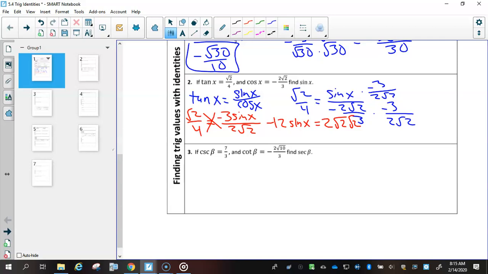So the 2 root 2's are going to come together and make root 4, which is just 2. So if you canceled them out, you wouldn't have 2 times 2, which is what you need. From this point, you could just solve for the sine of x.